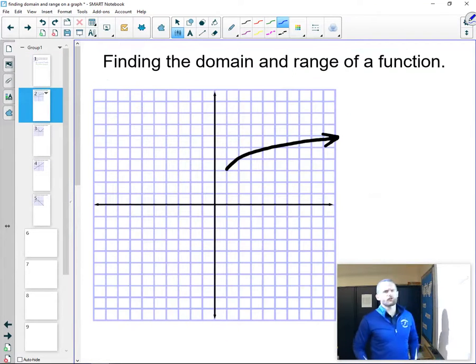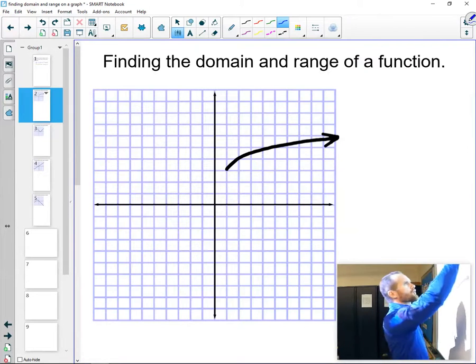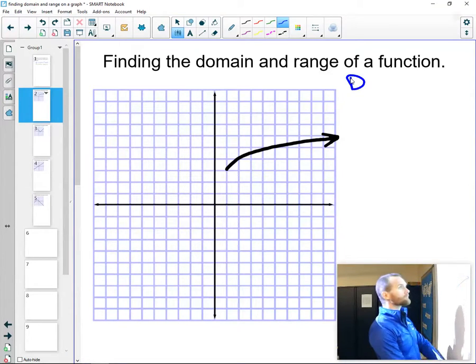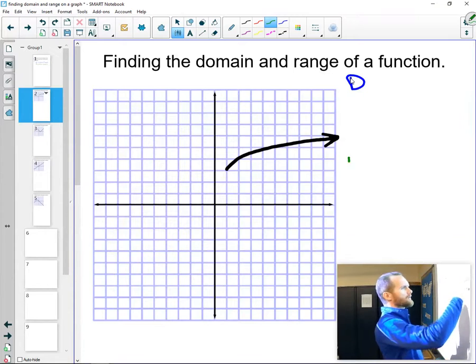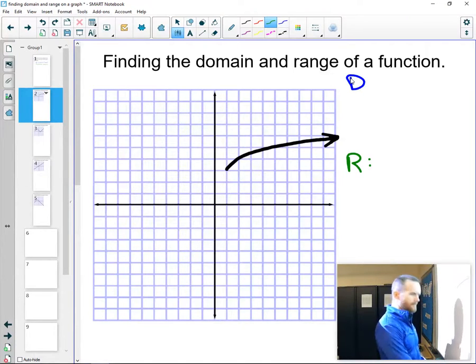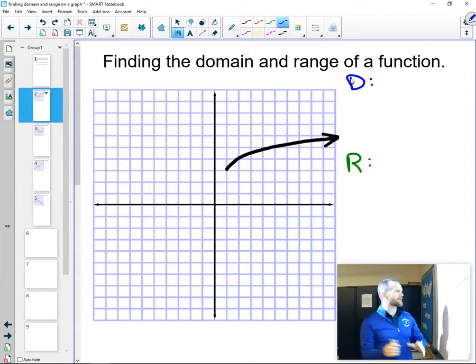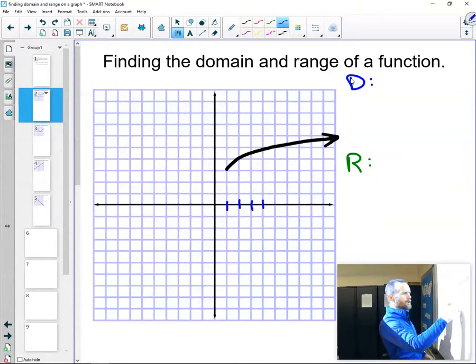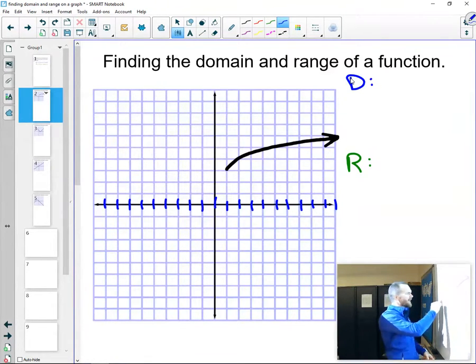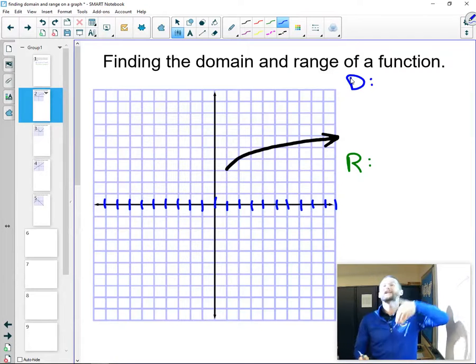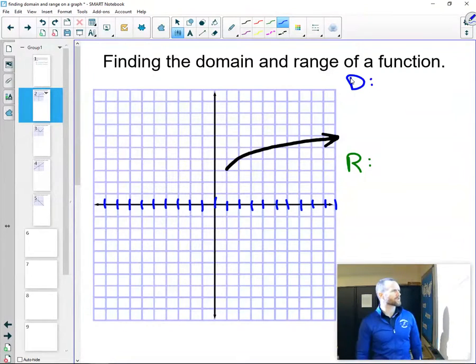Let's take a look at the first one. So we've got a graph here. We've got to find the domain and the range of the function. So we'll put a D here for domain and R here for range. That's probably enough space for the answers. Now remember, let's start with the domain. Those are the x values. So we're talking about these values right there on the x-axis: x equals 1, 2, 3, x equals 0, negative 1, negative 2, negative 3. Those are the values we're looking at.